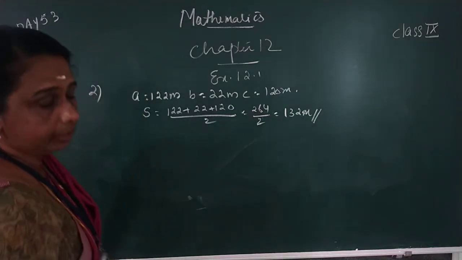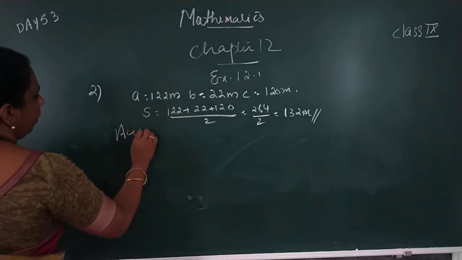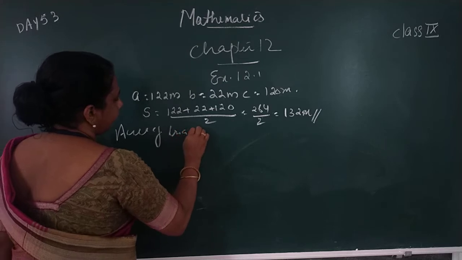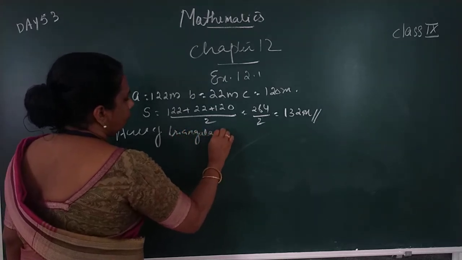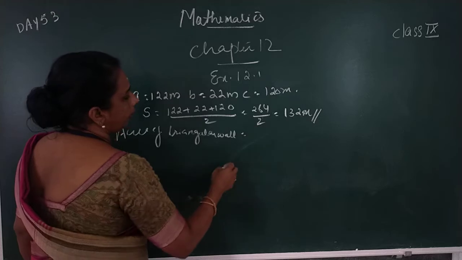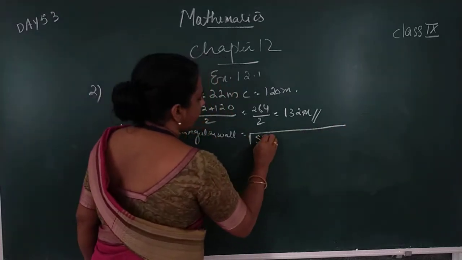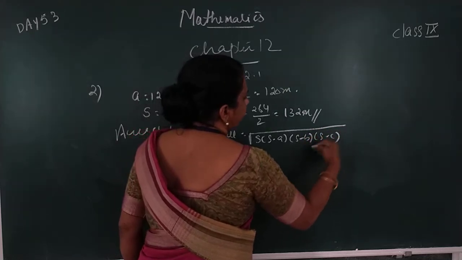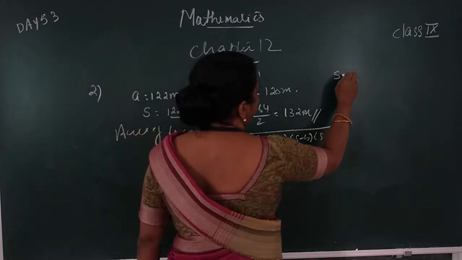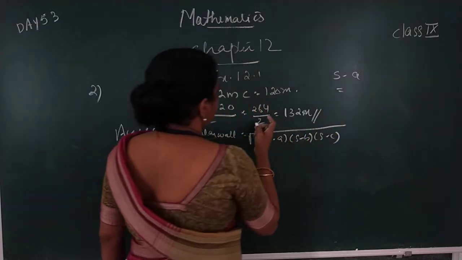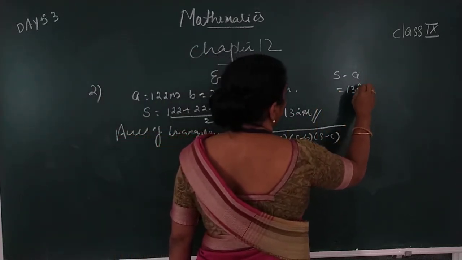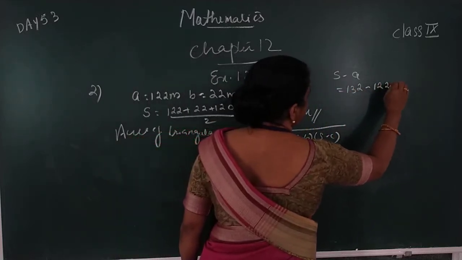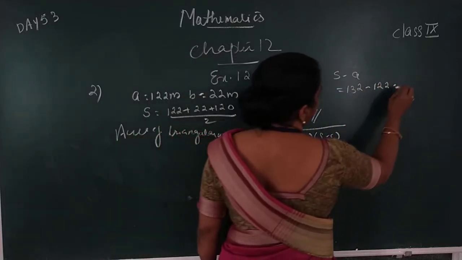Then find out the area of the triangular wall. Area of triangular wall is equal to the formula root of s into s minus a into s minus b into s minus c. Here, what is s minus a? s is equal to 132 minus 122. We get 10.